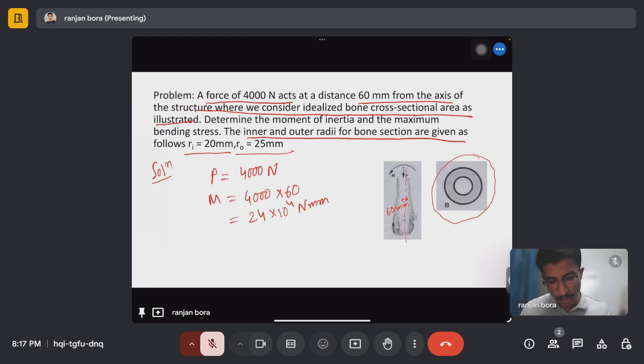Now for this section, what is the formula for moment of inertia? We know for a circular section of radius r, the moment of inertia is pi by 4 r to the power 4.